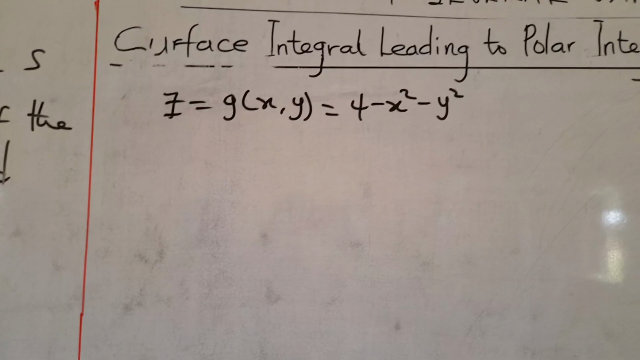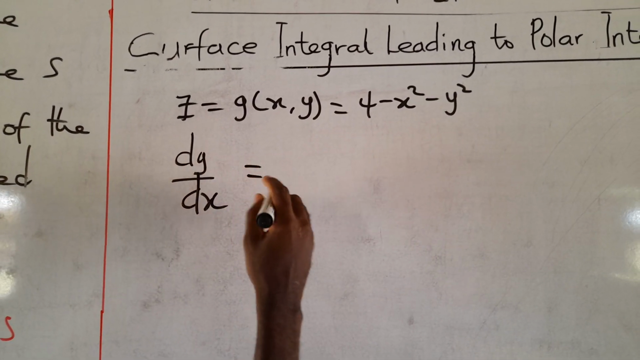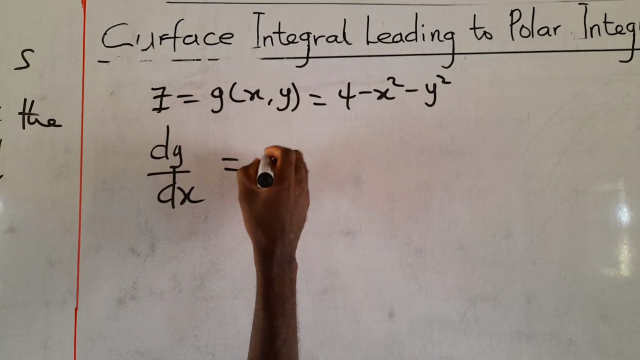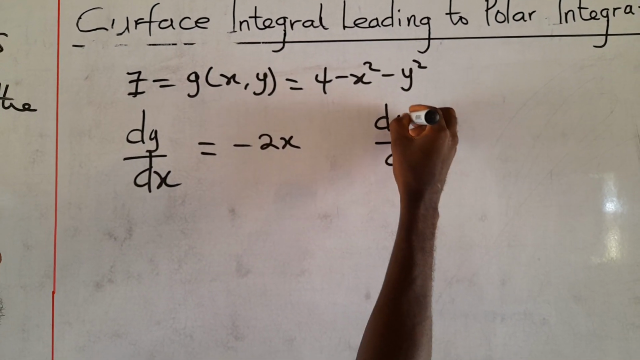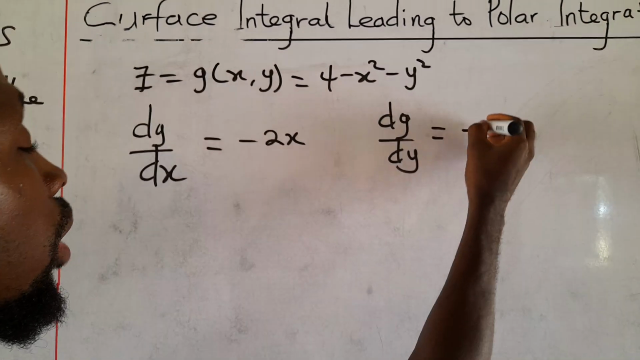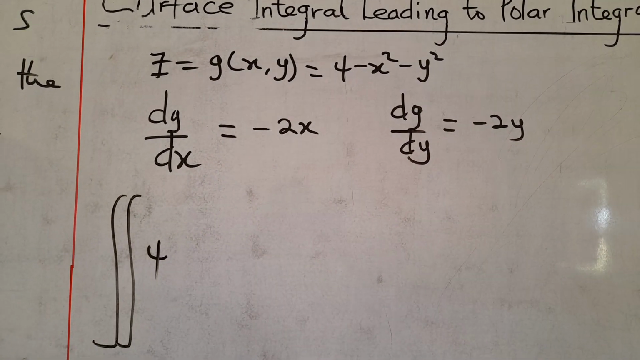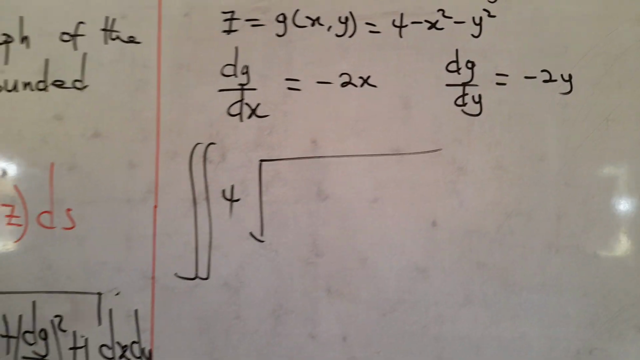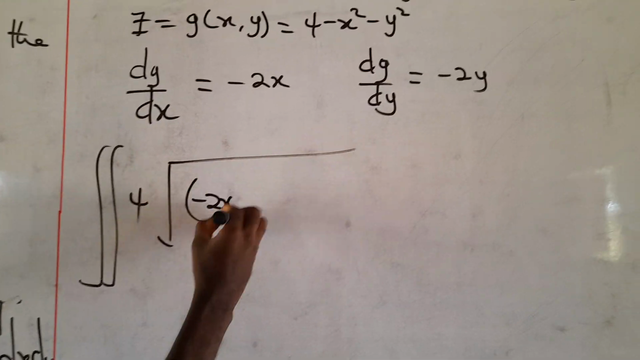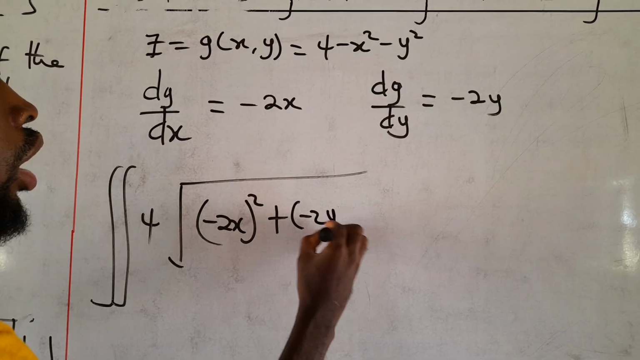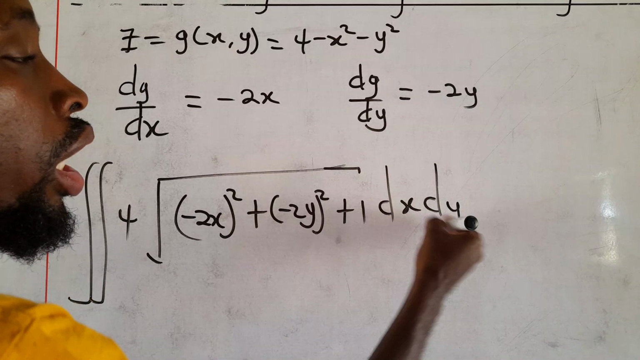Then we substitute. So we can say our dg/dx will be equal to the partial differentiation of this function with respect to x, which is just minus 2x. Then dg/dy, the partial differentiation of this function with respect to y, is just minus 2y. Now we can substitute. So we have the double integral of 4 times the square root of, I'm just substituting that into this, (minus 2x) squared plus (minus 2y) squared plus 1 dx dy.